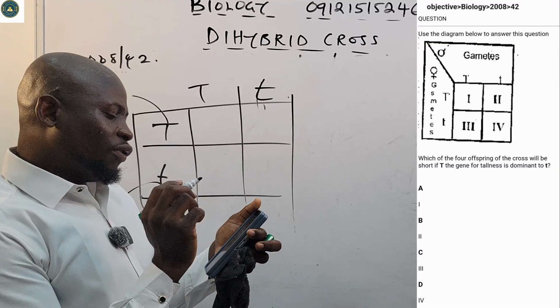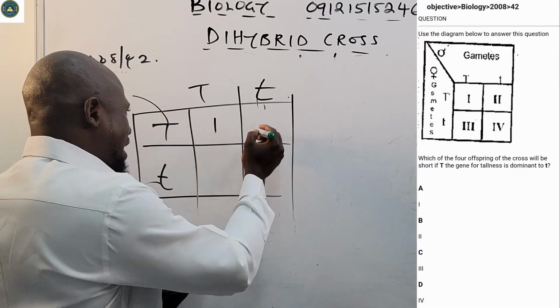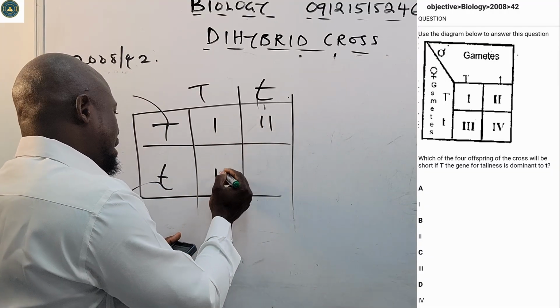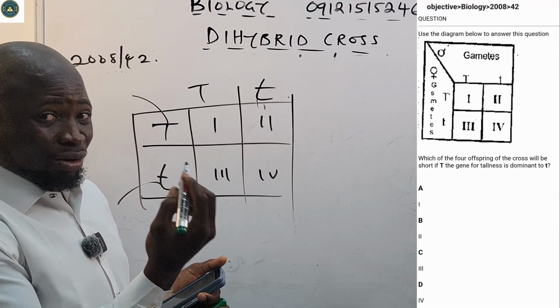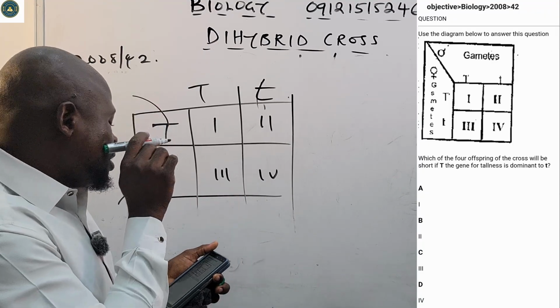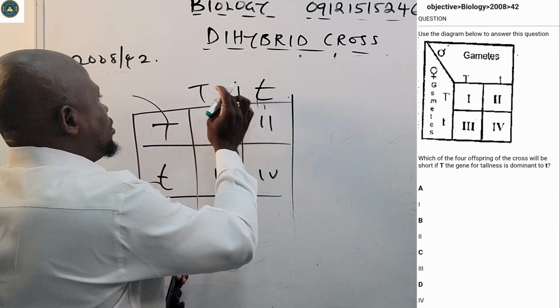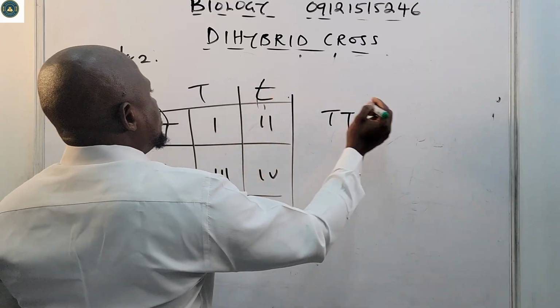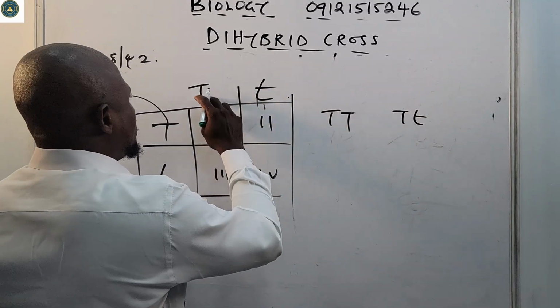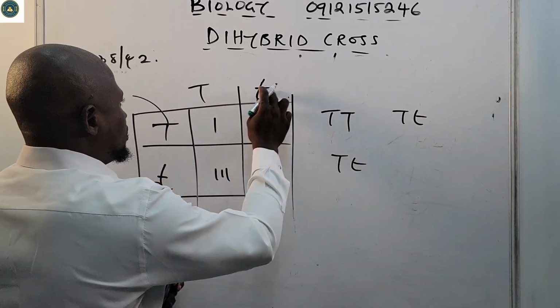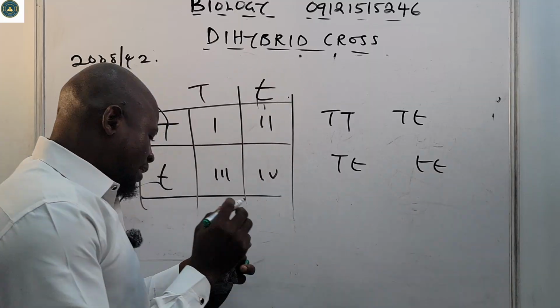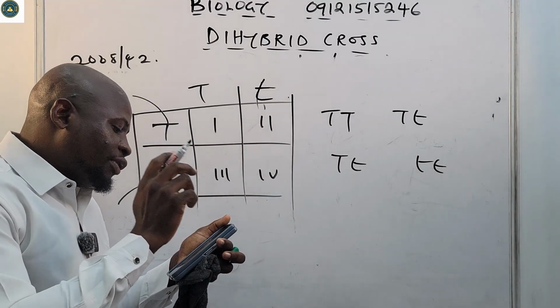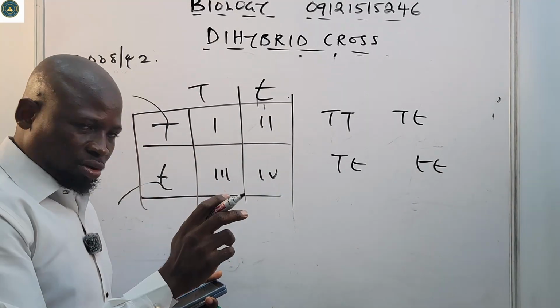Okay, so they say which of the 4 offspring they are giving here as I, II, III, IV. So this is also a monohybrid cross, you know, right? So now, let us find our crosses. If we cross, we're going to have TT. They say which of the 4 offspring of the cross will be short, okay?